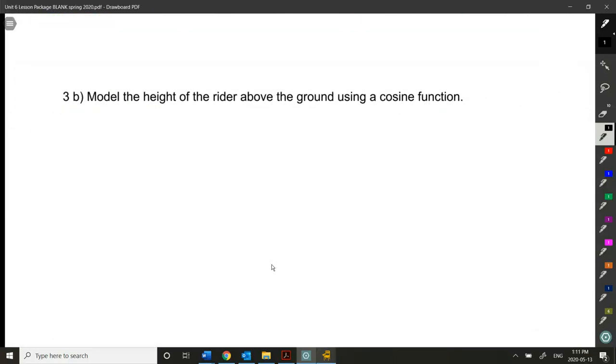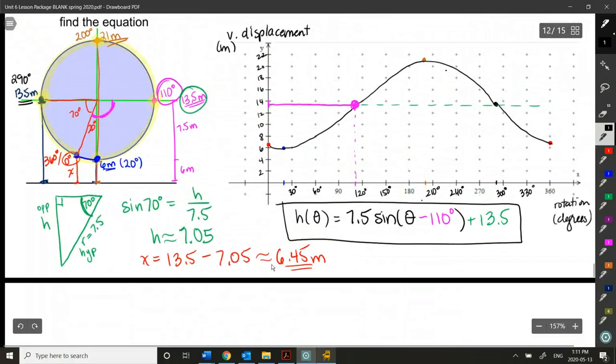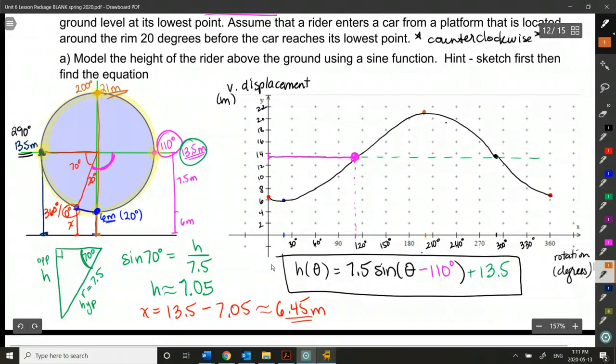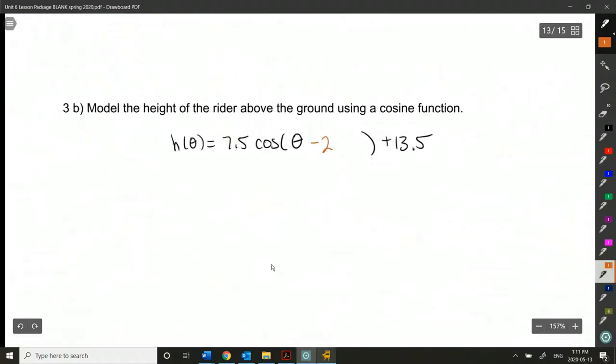Okay, and then finally, we are going to model the height of the rider above the ground using a cosine function. So as we know from our previous lessons here, when we model using a cosine function, everything is going to remain the same except for the d-value shift. So in order to find the d-value shift, let's just look at where our maximum falls. So our maximum falls to the right of the y-axis, and this is occurring at 200 degrees. So you are going to express this with minus 200 inside your cosine function there.